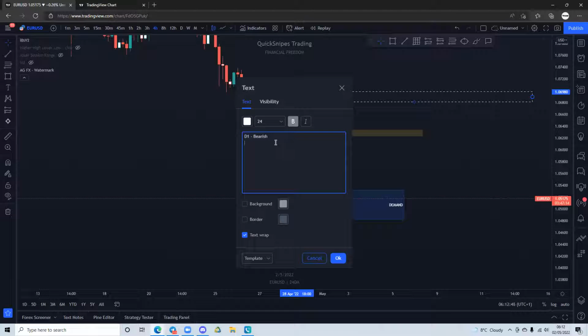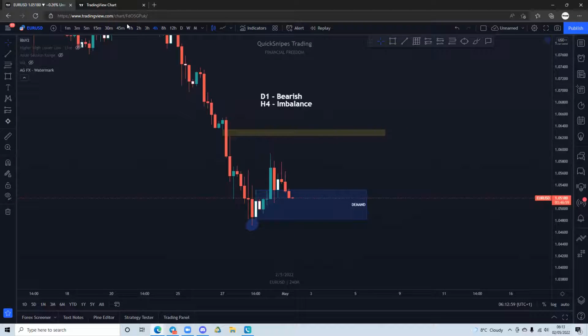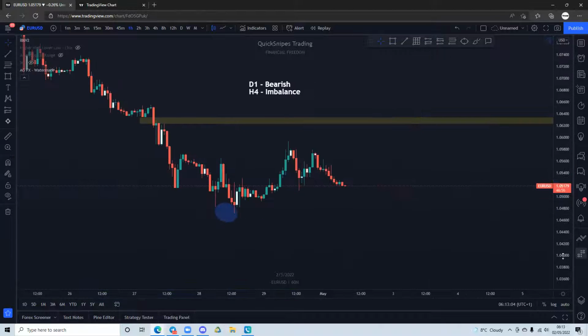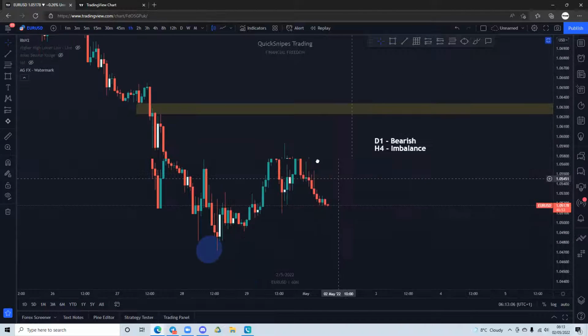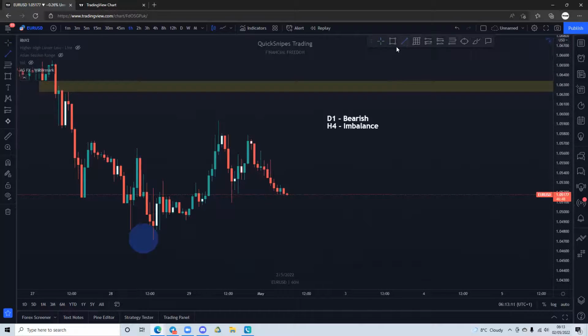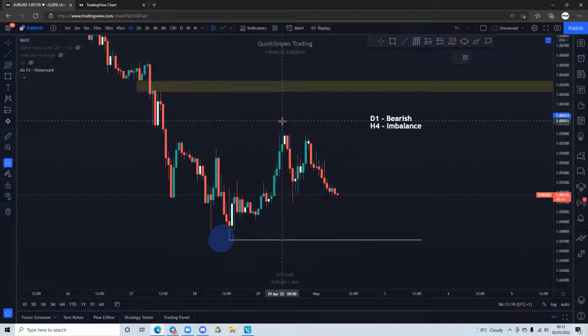So on our 4 hour, you can see imbalance. And now onto our 1 hour. Now looking at our 1 hour, what can we see? Well, we can see there's a swing low over here. We can see there's a swing high over here.